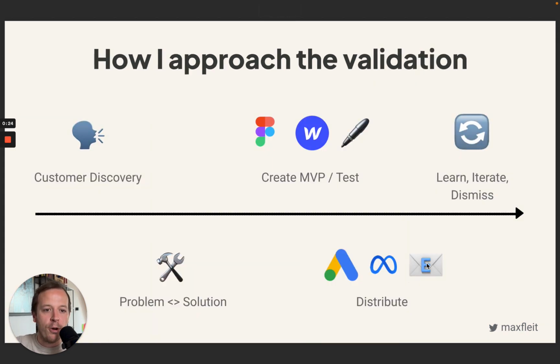So my approach for the validation would look like 5 steps. First one, it's about customer discovery, learning what the problems of the customers are and how we might solve them. Second thing is the problem and the solution. So we think about how a product could look like that really solves the customer's needs. Then we are going to create an MVP or a test for the startup idea. We try to distribute it and then learn, iterate, or dismiss the idea.